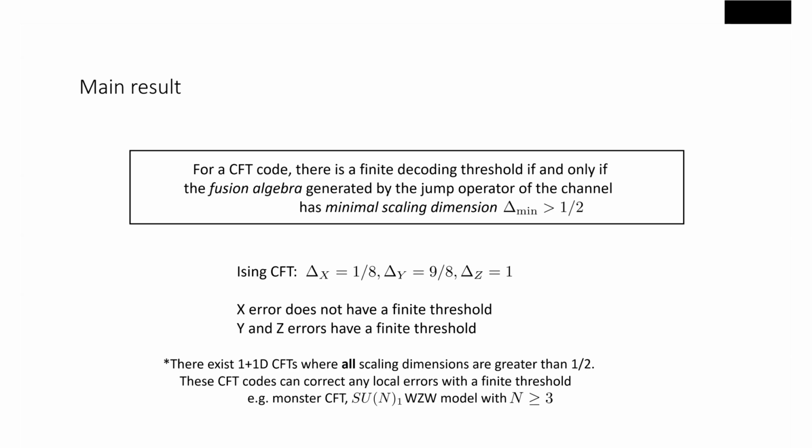Unfortunately, sometimes we do know that even an irrelevant deformation to a CFT could wreak havoc if you give it enough strength. So does it mean in those cases, even if delta is smaller than 1/2, there could still be a finite threshold?